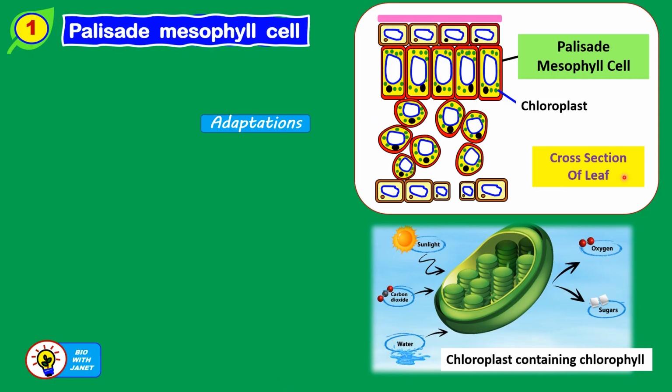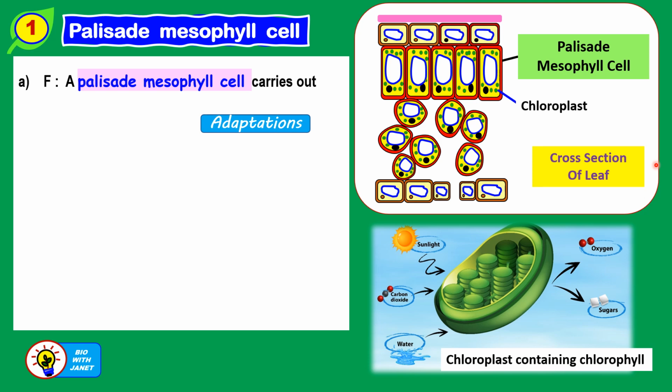Now let's start off by discussing a cell that is very important to produce organic food substances for the plant. And this is the Palisade mesophyll cell. Okay, so this name is quite long. We have to memorize it because it's an important cell that is tested quite often in the exam. Palisade mesophyll cell. Now, what is the structure of this cell and what is its function?